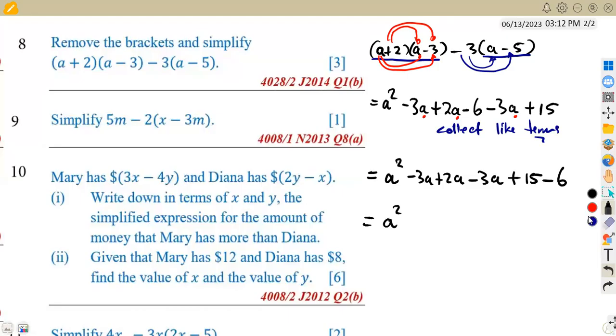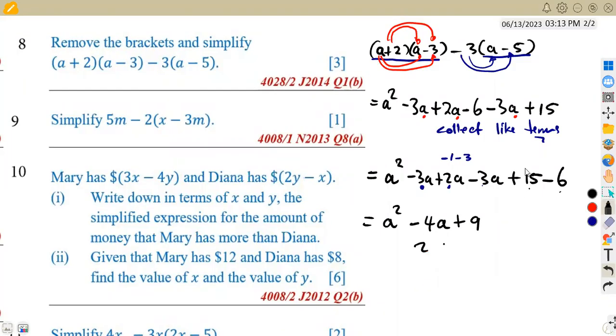Then this is going to give us a squared. So here we're going to collect minus 3 plus 2, which is going to give us negative 1. We are remaining with minus 3. So negative 1, negative 3, which is going to give us a negative 4. So that's negative 4a. 15 minus 6 will be a positive 9. So that is what you're going to have in this case.